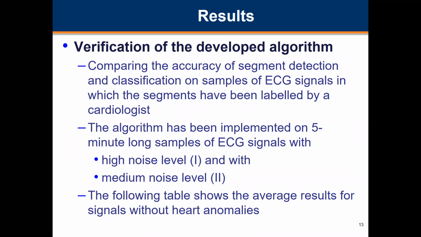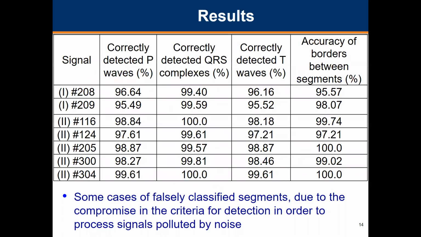For verification, the algorithm has been implemented on 5-minute long samples of ECG signals with high noise level from database 1 and medium noise level from database 2. This table shows the average results for signals without hard anomalies obtained by comparison to signals labeled by a cardiologist. It can be seen that the algorithm accurately detects P, T, and QRS segments, and also the borders between them.